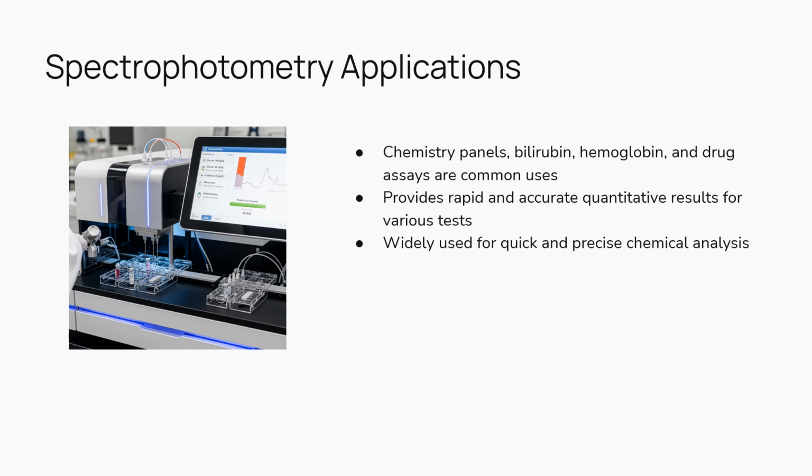Just some things to remember for spectrophotometry is it measures light absorption to determine the concentration of substances in the solution. It is a technique in clinical chemistry providing fast, reliable, and accurate results. It is widely used for enzyme assays, metabolite measurement, and drug monitoring in clinical laboratories.